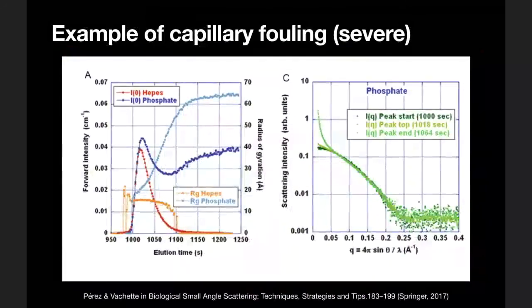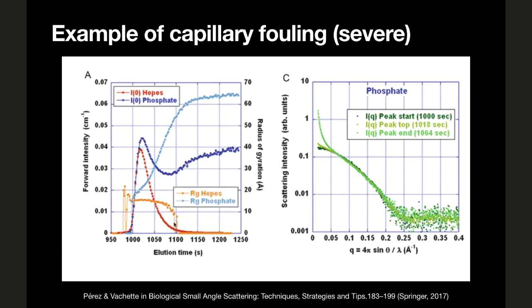Oh, before I do that, though, I wanted to give an example of what this radiation damage can look like. This is an example from a really nice review by Perez and Vachette, which I recommend you all look at. And this is an extreme example of radiation damage. In this case, they had a protein that in HEPES buffer was very well behaved, but in phosphate buffer would damage very easily in the X-ray beam.